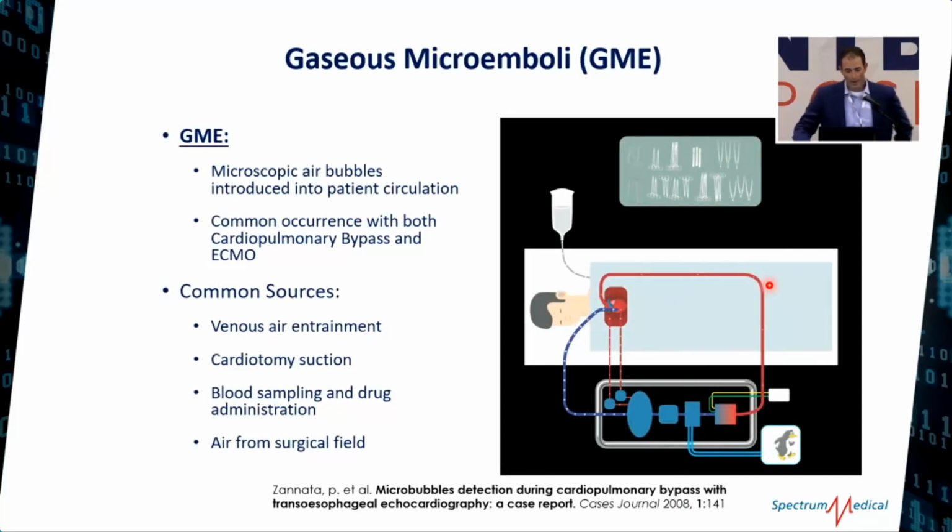So gaseous microemboli are air bubbles that are introduced into our patient's circulation. They're a pretty common occurrence in both bypass and ECMO. Sources are venous air entrainment, cardiotomy suction, blood sampling, drug administration, and of course air from the surgical field.